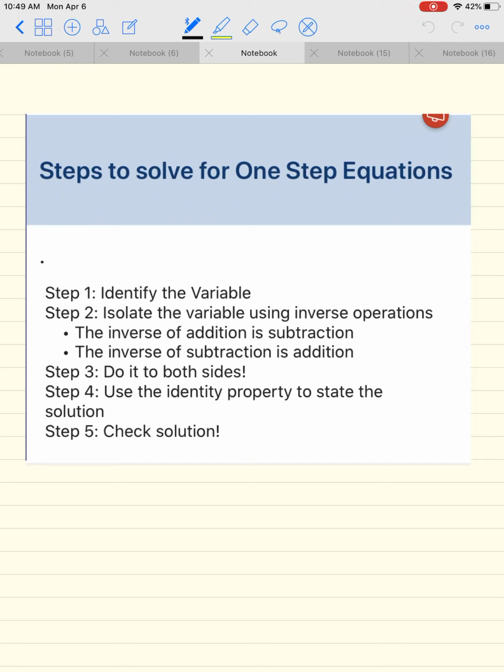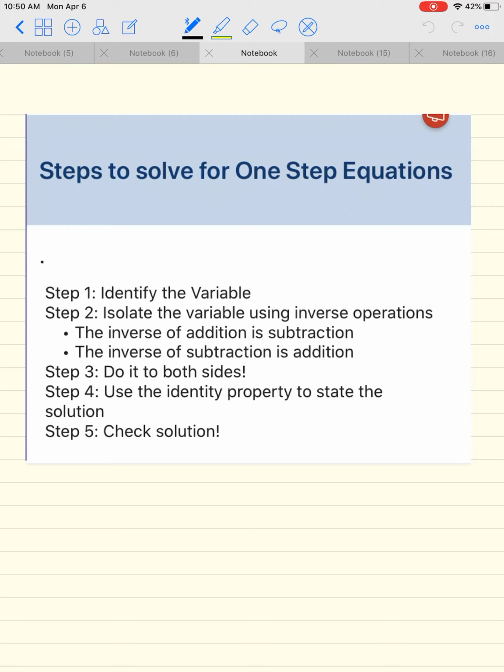Step 1, identify the variable. That's the first thing we did. We're solving for x, we're solving for a, we're solving for g, we're solving for y, whatever it is that you're solving for. Step 2, isolate the variable using inverse operations. So the inverse of addition is subtraction. If you're adding, you're subtracting. And the inverse of subtraction is addition. If you're subtracting, you're going to add instead.